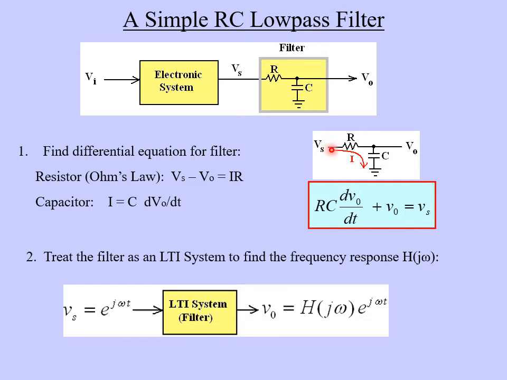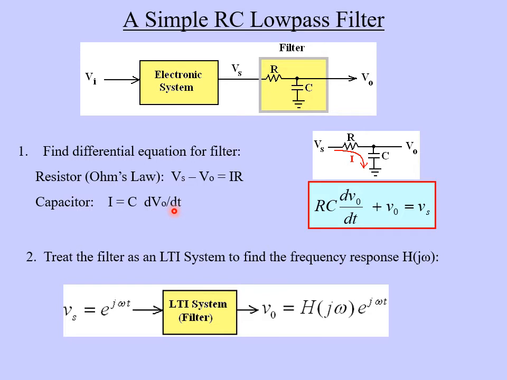We have to go in the direction of current. So this voltage minus this voltage, Vs minus V out, equals IR for Ohm's law. And then likewise, the current going through a capacitor is equal to C times dV/dt, where the voltage, notice the voltage on the capacitor here is the output voltage. So it's dV out/dt.